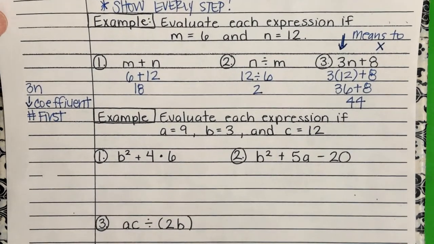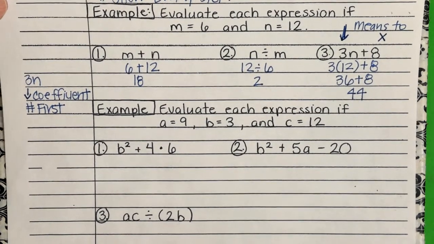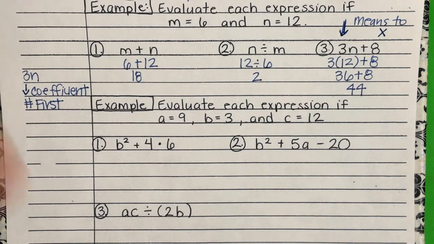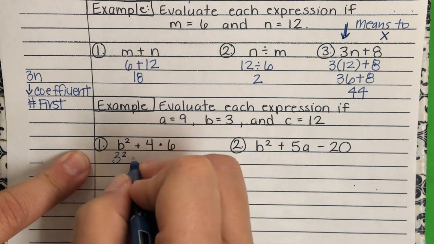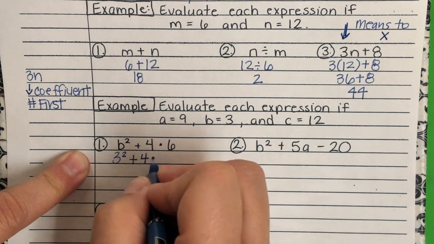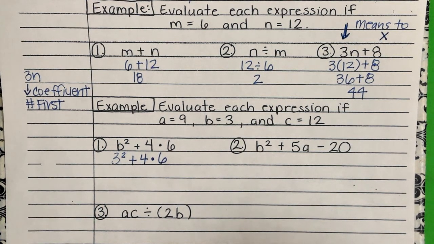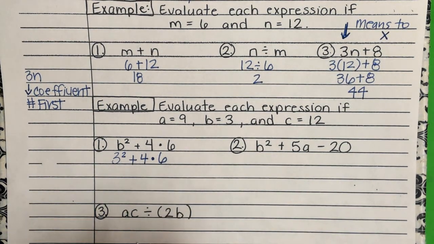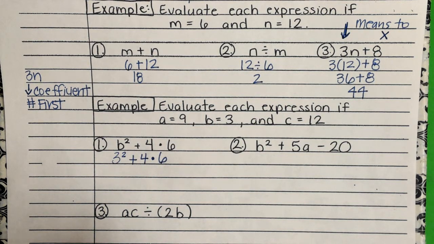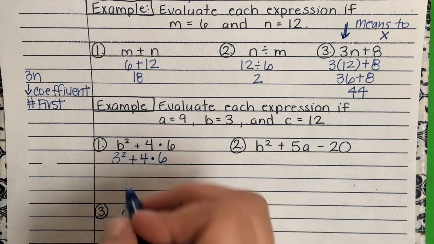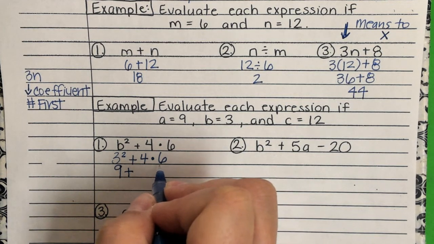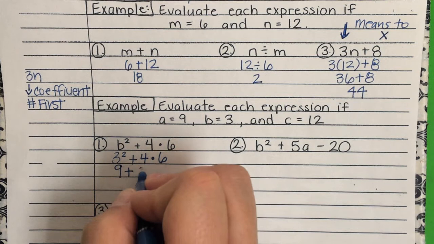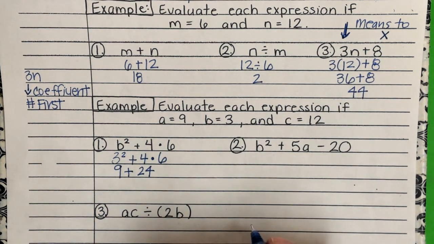This time it's saying A is equal to 9, B is equal to 3, and C is equal to 12. Alright, so I'm going to plug my numbers in. So this would be 3 to the second power plus 4, there's that dot again, times 6. So looking at this and thinking order of operations, what am I going to do first? I'm going to do my exponent. And I love how you said it was 3 times 3. Yes, and not 3 times 2. So 9 plus, can I multiply? Yes. Okay, what's 4 times 6? 24. And then 9 plus 24?